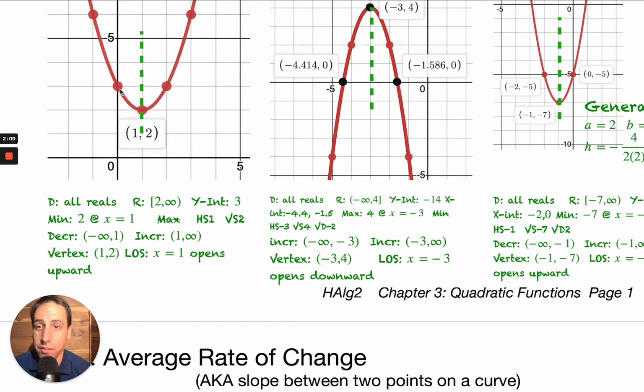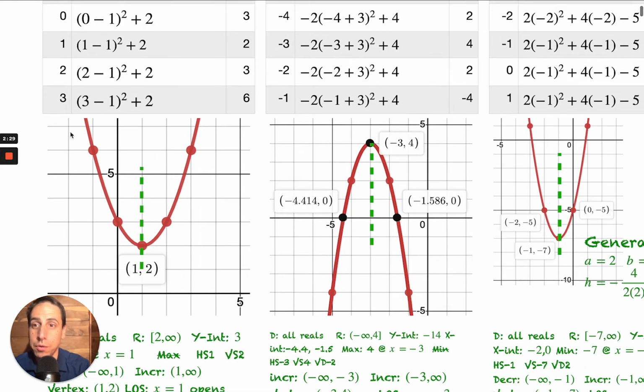There is no max. There's a horizontal shift of 1, a vertical shift of 2. It is decreasing from negative infinity all the way up to 1. These are x values. From the x value of negative infinity, which is not really a value, all the way up to 1, it's decreasing. And then it's increasing from when x is equal to 1 all the way up to positive infinity. The vertex is at the location (1, 2). There's a line of symmetry, x equals 1, and it opens upward, meaning, boom, it looks like a U and not an N.